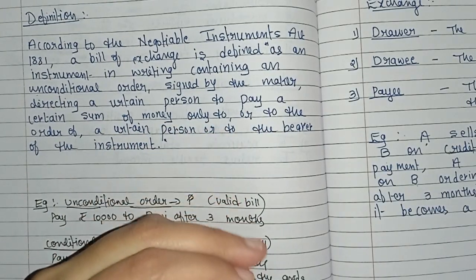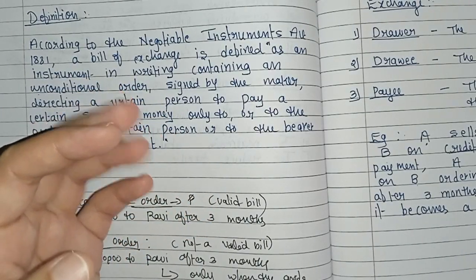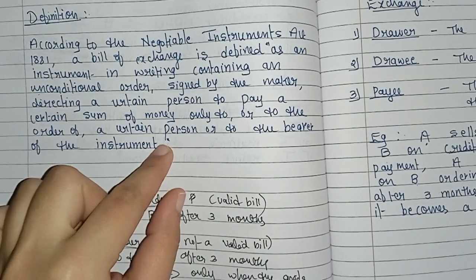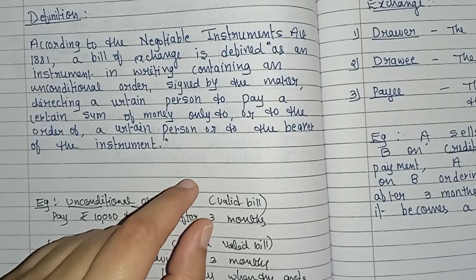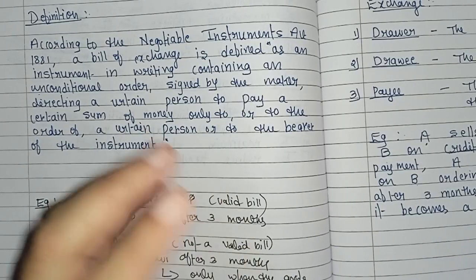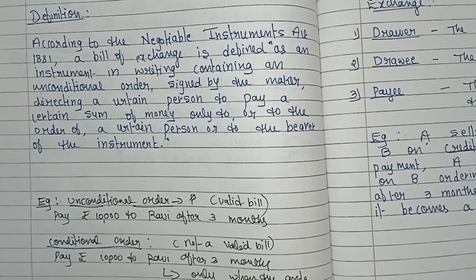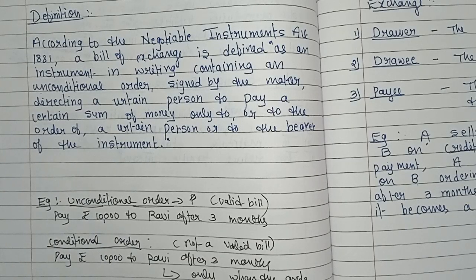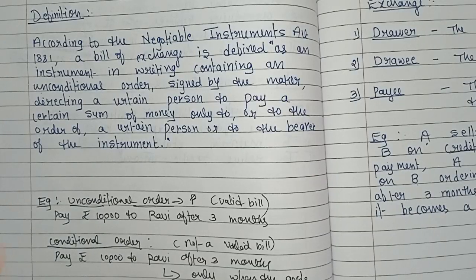Directing a certain person to pay a certain sum of money only means the payment to be made must be certain. It means that the amount of money written in the bill of exchange must be fixed and clearly mentioned. It should not be uncertain or dependent on any condition.